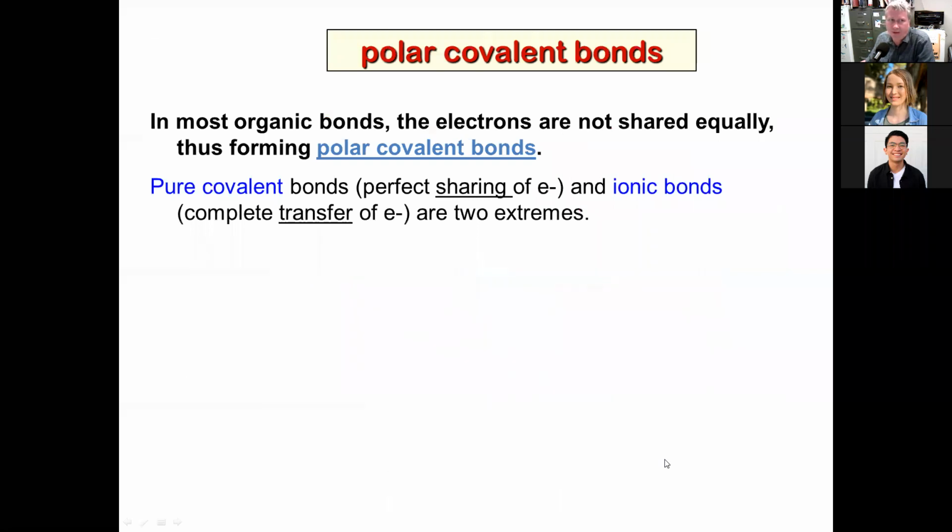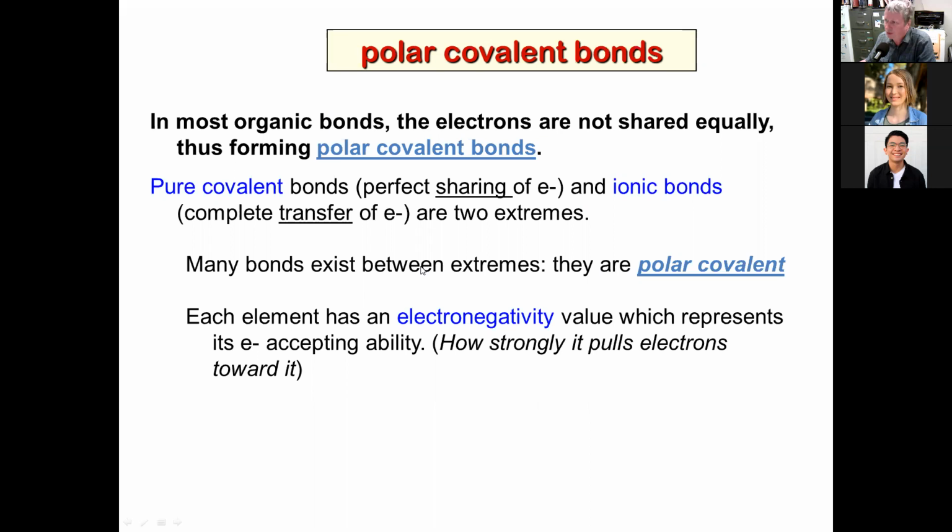So polar covalent bonds, the electrons are not shared equally. It's kind of in between the extremes of a pure covalent bond and a pure ionic bond, okay? A lot of bonds in organic chemistry are polar covalent bonds. It'll be a covalent bond that has sort of a polar property to it. So it's in between the 2 extremes of pure covalent and pure ionic. There are a lot of examples of this in organic chemistry. So many bonds will exist between these extremes. They're called polar covalent bonds.